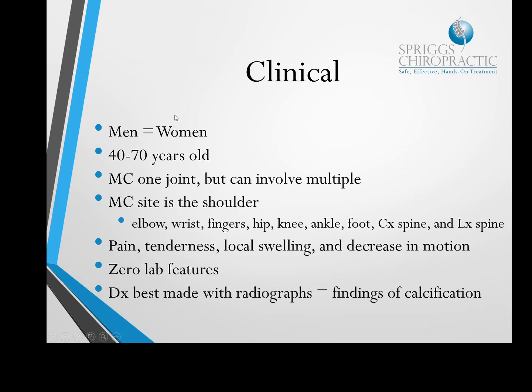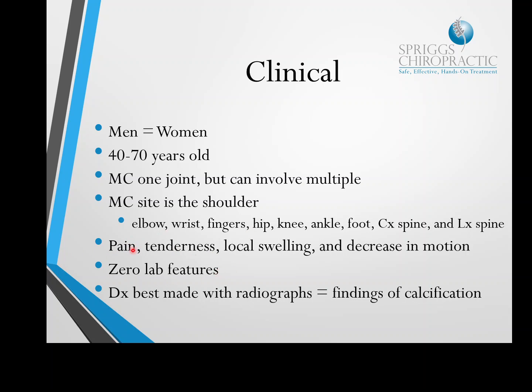Clinically, again, equal distribution between men and women. Ages between 40 and 70 is quite common. Most common in one joint, but can involve multiple, so it can be polyarticular. Most common site is the shoulder, followed by the elbow, wrist, hips, knee, ankle, foot, cervical and lumbar spine regions as well. You will also get patients coming to you with painful tenderness, localized swelling and decreased range of motion of the joint.